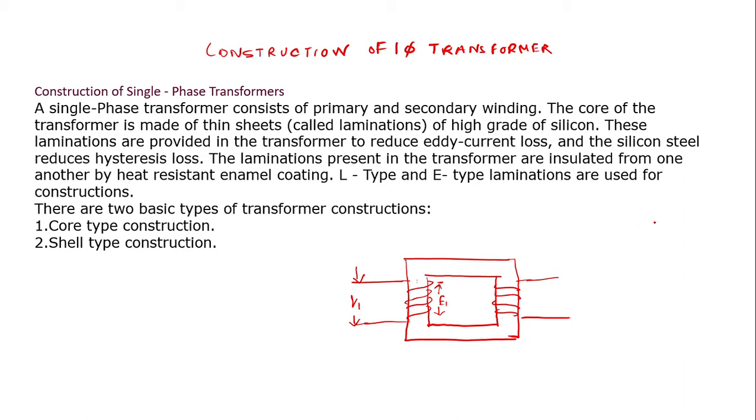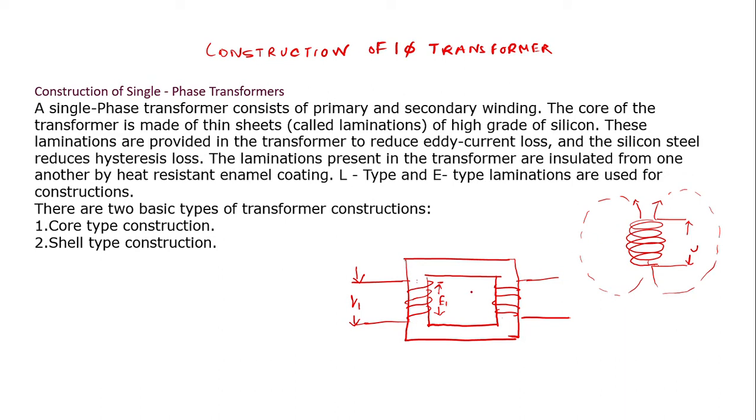So if there is a coil and a voltage is applied to that coil, then it will induce a flux which will act in this direction, which we can understand. The direction can be understood by applying the right hand thumb rule.